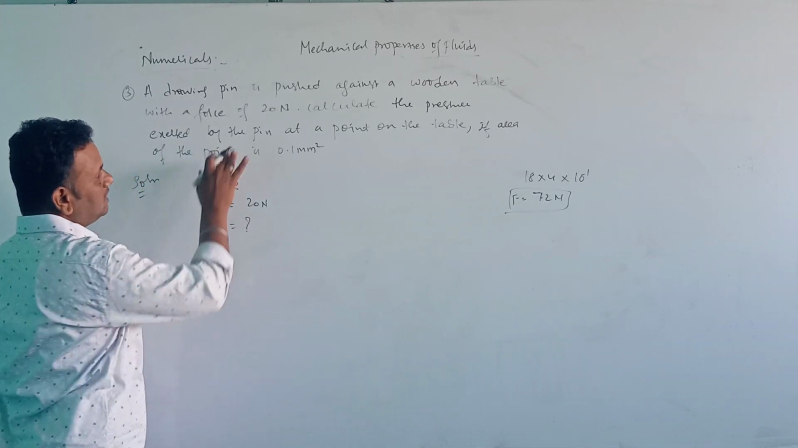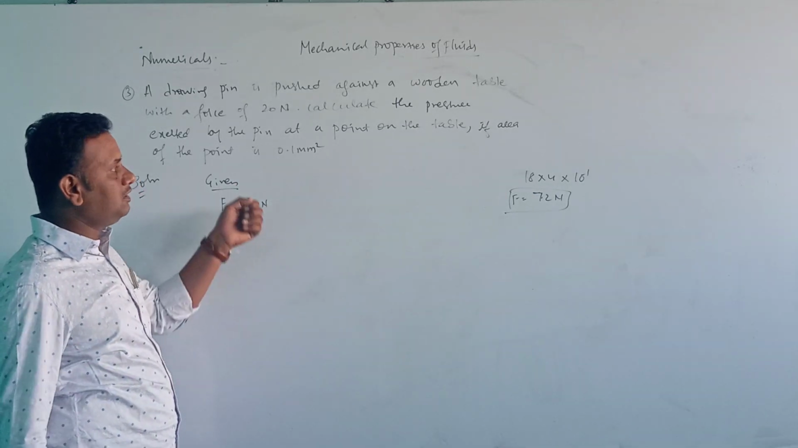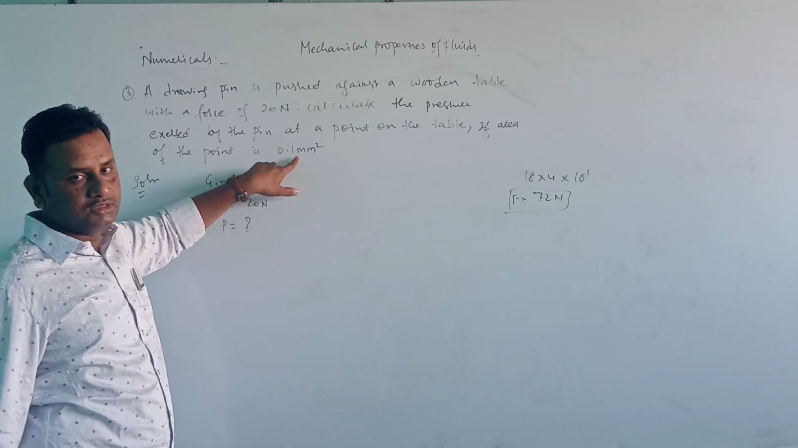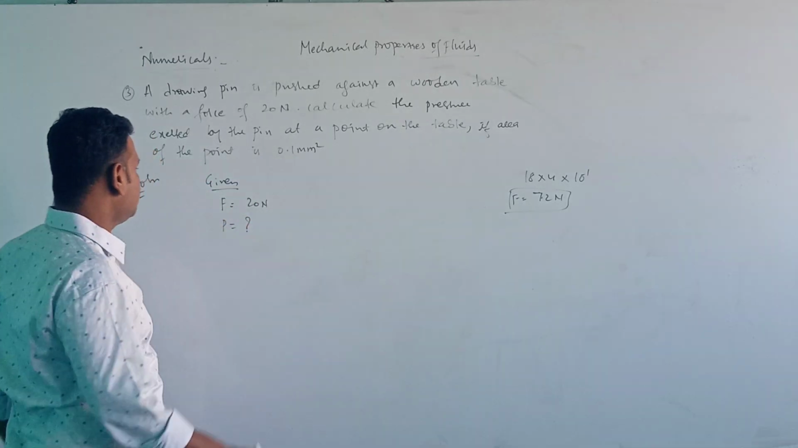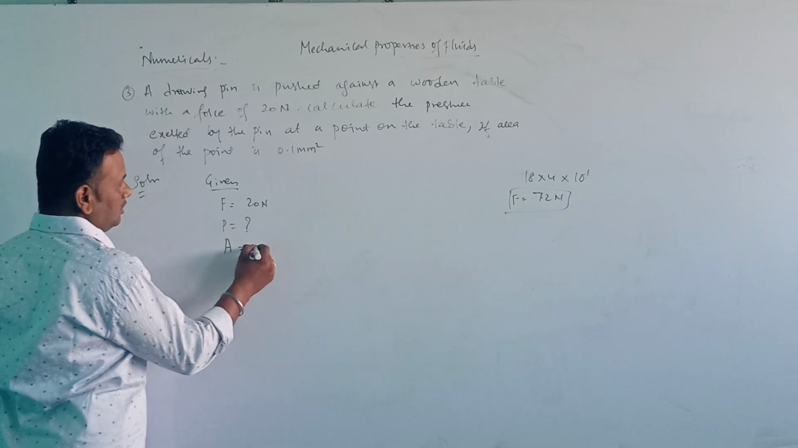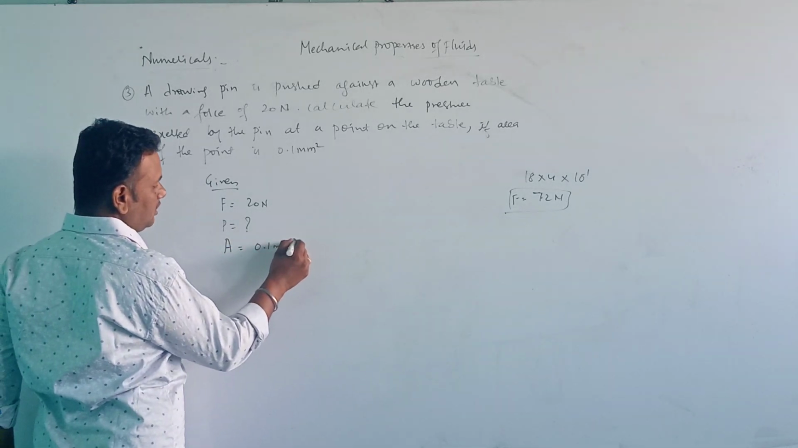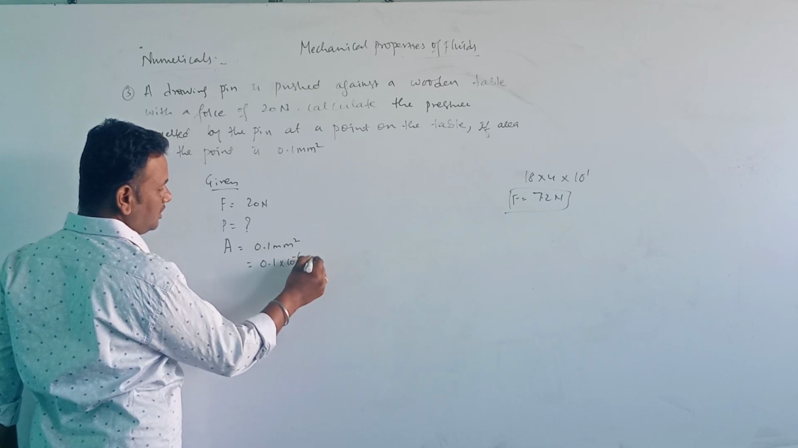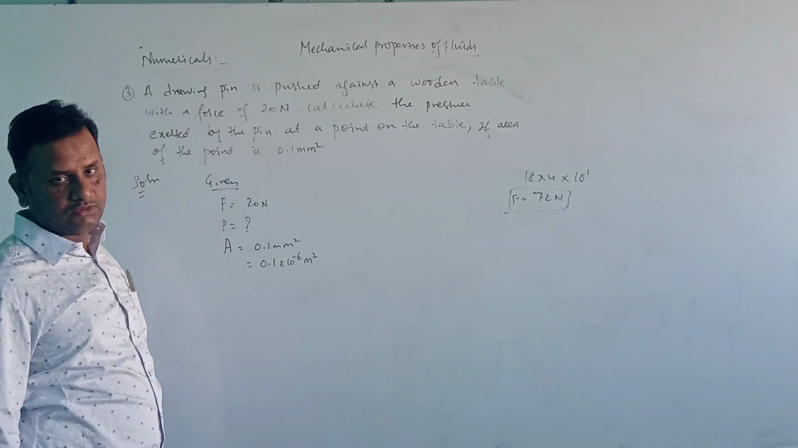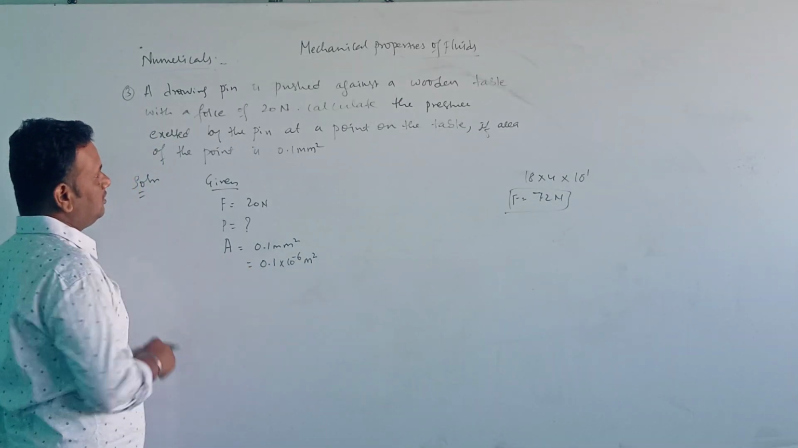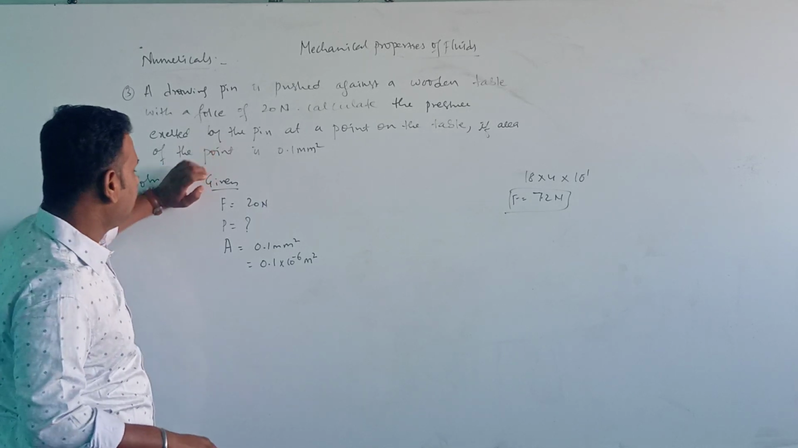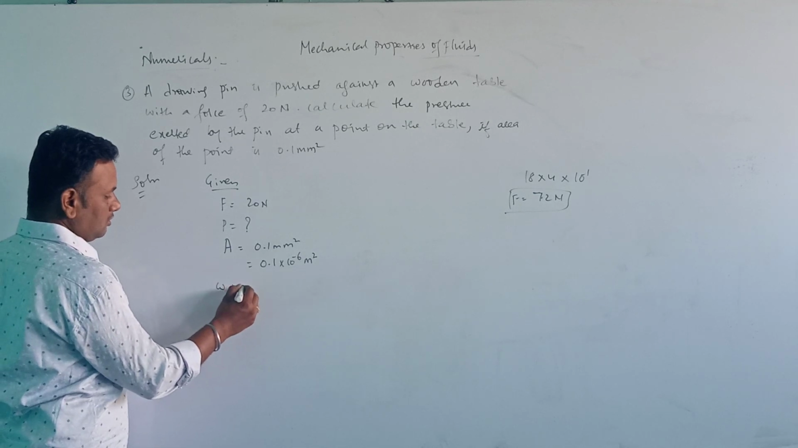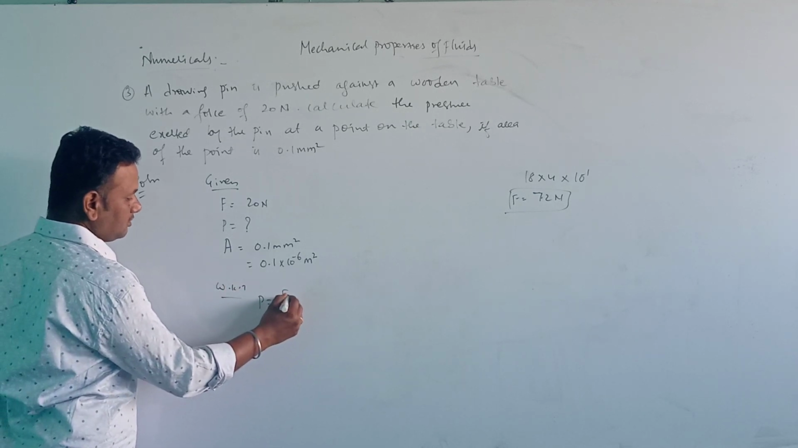Calculate the pressure exerted by the pin at a point on the table if the area of the point is 0.1 millimeter square. So here area is given, that is 0.1 millimeter square, which can be written as 0.1 into 10 to the power of minus 6 meter square. Now we need to calculate the pressure. We know force and area, so it is very simple. Pressure is equal to F by A.